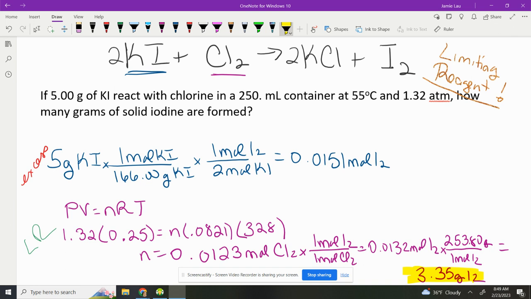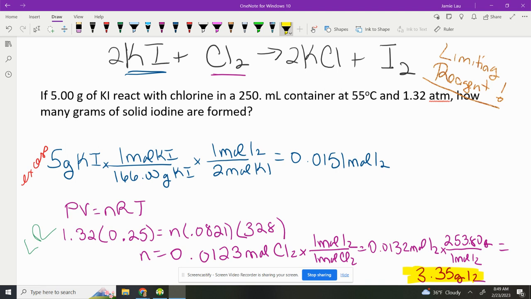It'll be the exact same number if I go from the limiting reagent. With the limiting reagent, I don't start with moles, I start with just the mass, right? Well, what'd you find as your limiting reagent? KI. So take a look.